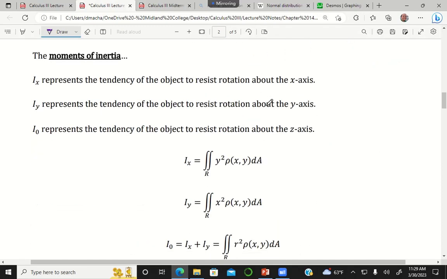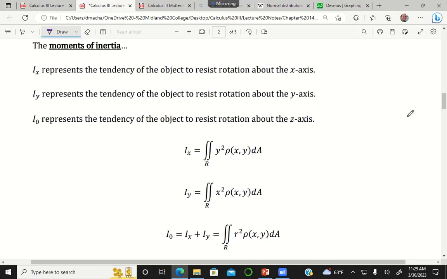Okay, so the next thing is these formulas for the moments of inertia. If I write capital I with a little lowercase x subscript, that represents the tendency of whatever object we're talking about, in our case this lamina, to resist rotation about the x-axis. If you've got a really heavy object, but all the mass is close to the x-axis, it's actually relatively easy to rotate. That's why figure skaters hug their arms in when they want to rotate really fast.